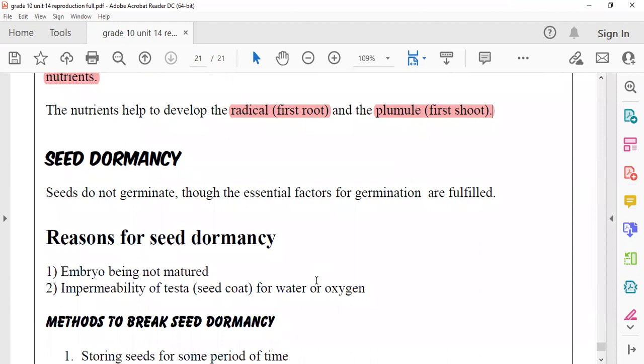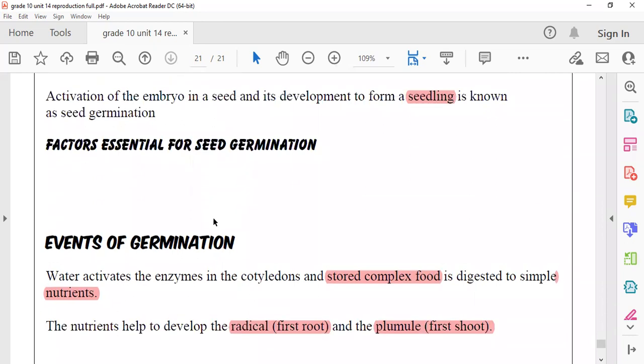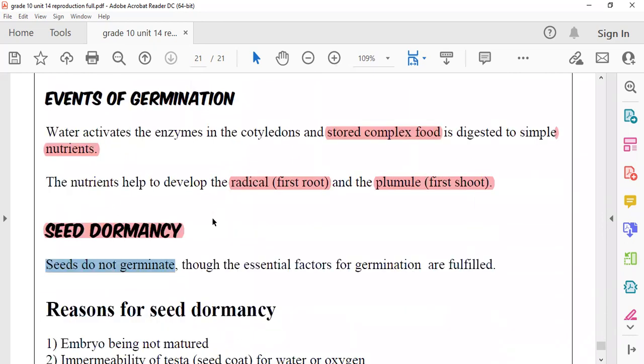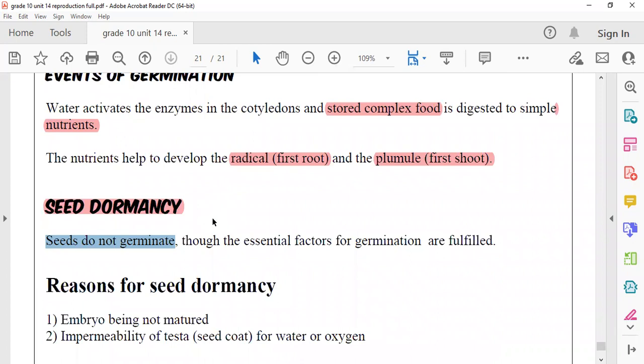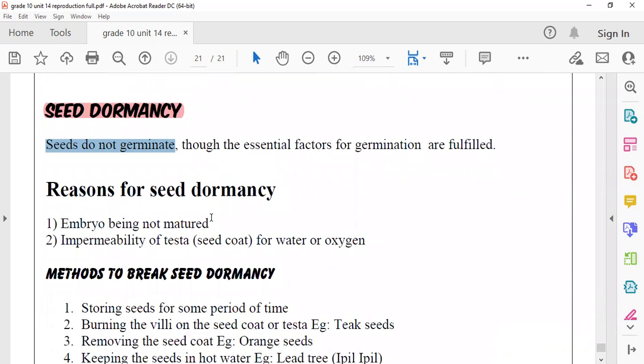in some seeds, there will be a quality called seed dormancy. What does seed dormancy mean? The seed will not germinate, although you give all the factors needed for germination. You can give moisture, temperature, oxygen gas, a viable seed. All the things are there, but it is not germinating. And that nature is called seed dormancy.